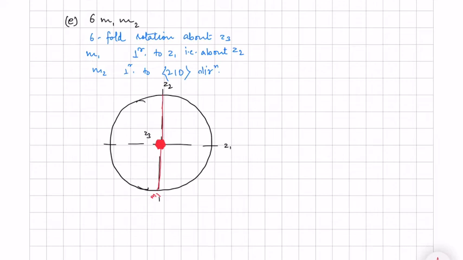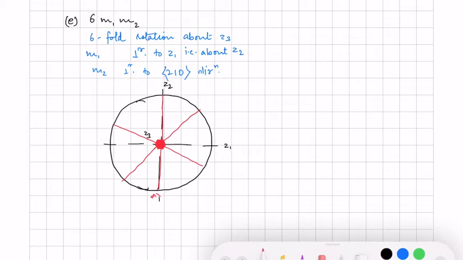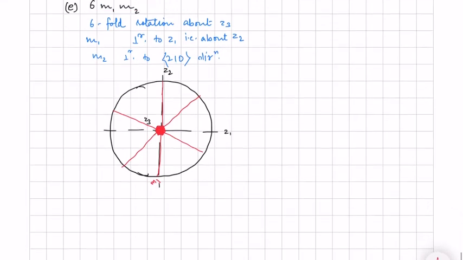Okay, so 6 fold rotation goes like this, and then like this. Okay, so this is 60, this is 60, 60, then 60, 60, 60, 60. Okay, now we have to make mirror about this 210 direction. So since this angle is 60, so this is 210 direction. Since this is 30 degree, this is 60 degree. So this is a mirror.